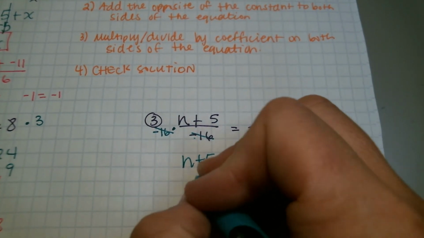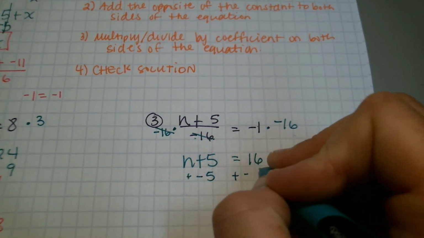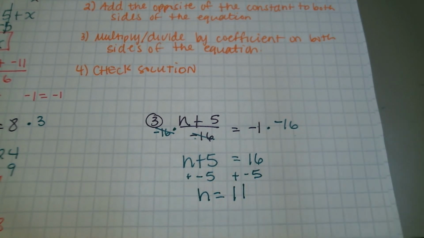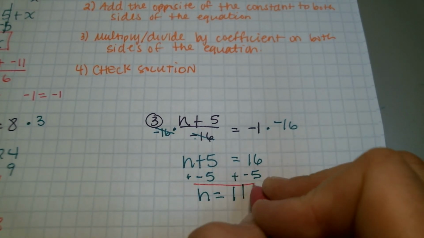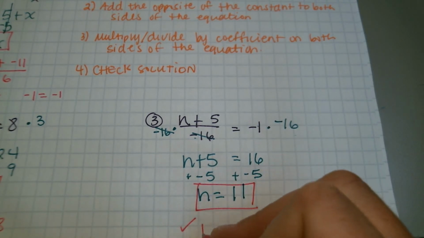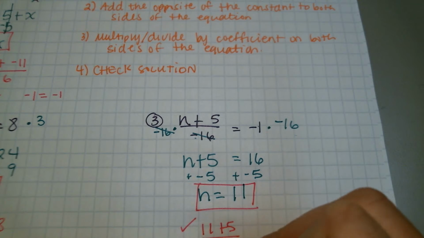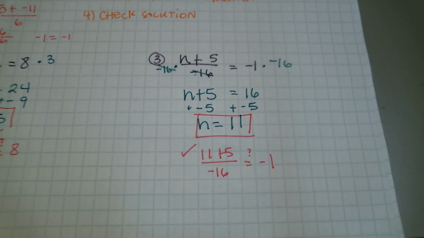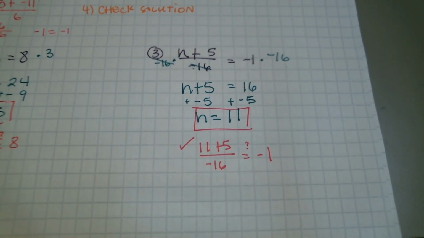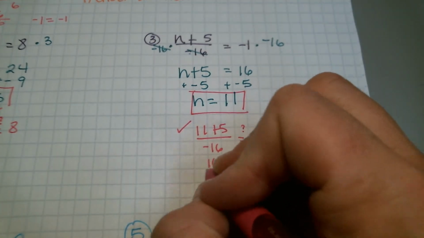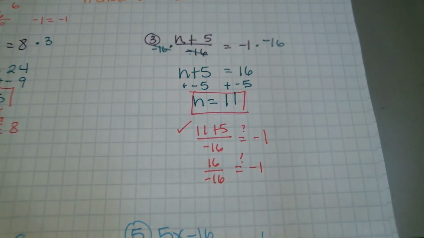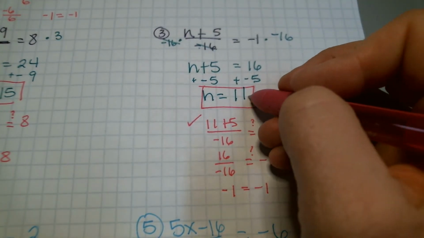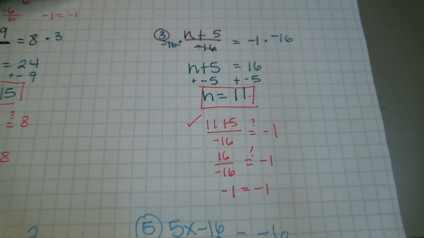From here, it's a one-step equation, so add the opposite of 5, which is -5, and it equals 16 minus 5, which is 11. Last thing we've got to do, check our solution. If I plug in 11 in place of n, does that expression equal -1? Okay, so I'm going to add what's in the numerator first. 11 plus 5 is 16, and 16 divided by -16. Is that -1? Well, yeah, it is. So that tells me n equals 11 is the correct solution.